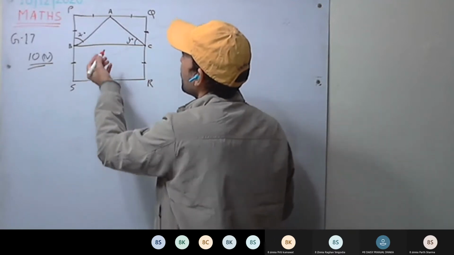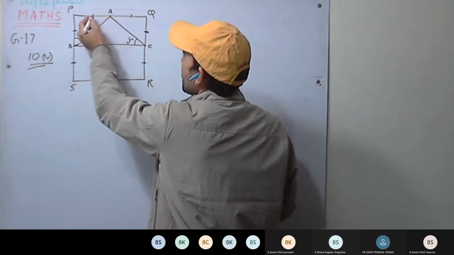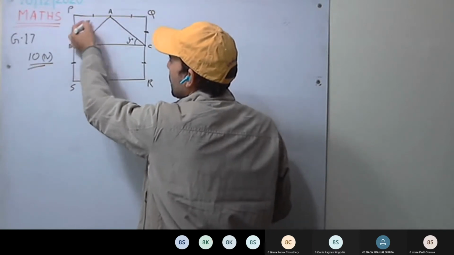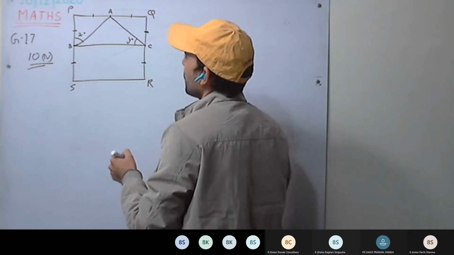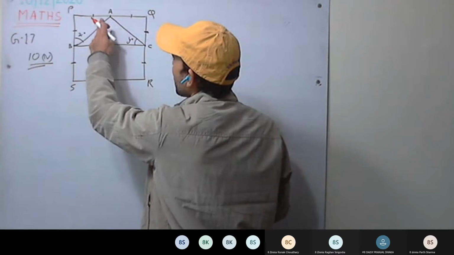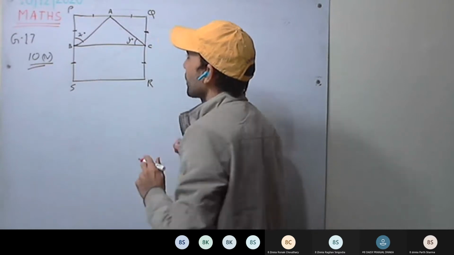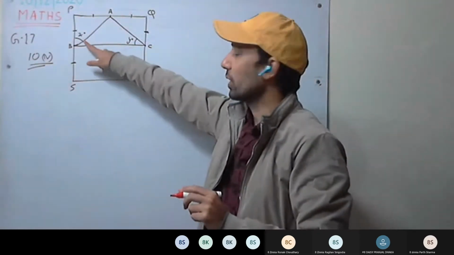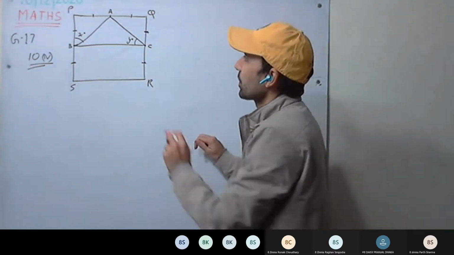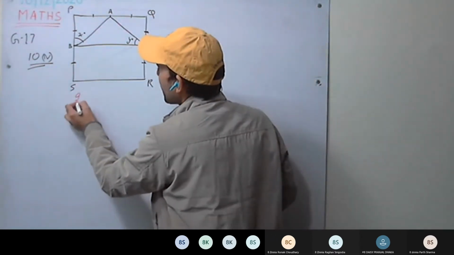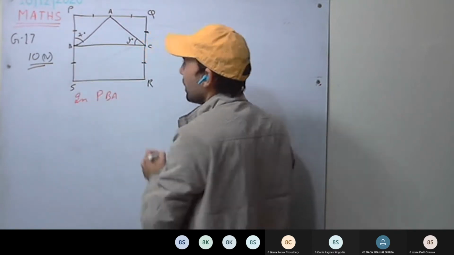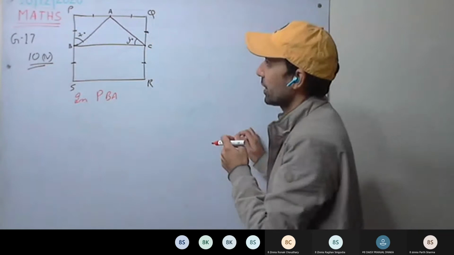So see here. PA equal to, these two sides are equal. The easiest way is, these two are equal, this will be X. First we calculate X degree. How can we calculate X degree? If we take the triangle, in triangle PBA, we are taking triangle PBA.